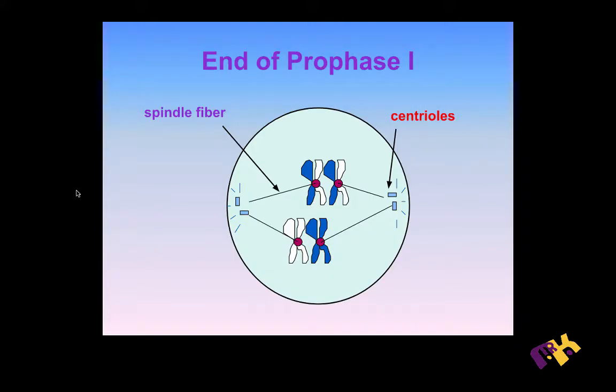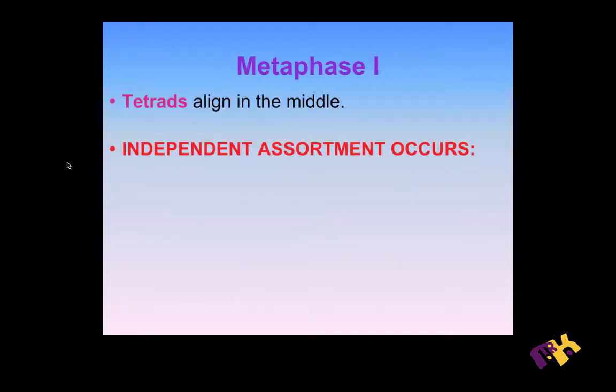So at the end of prophase 1, as we make our way into metaphase 1, we have spindle fibers attaching to parts of the tetrad. The centrioles are making their way to either end of the cell. And instead of individual chromosomes with their sister chromatids being moved around, we have entire tetrads, pairs of homologous chromosomes, being moved around. So in metaphase 1, the tetrads are what line up in the middle.